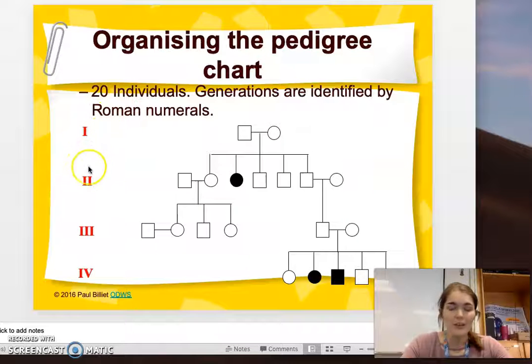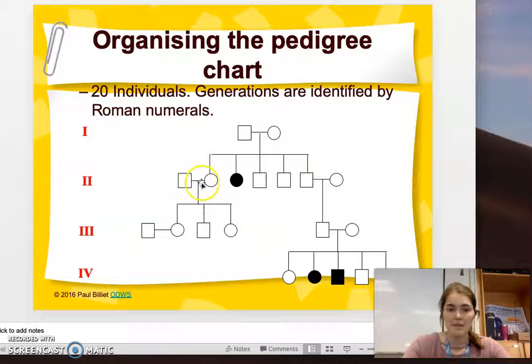When we do these, we also use Roman numerals. So this is our first generation, generation 1, then generation 2, then generation 3, then generation 4. This shows a man and a woman are married. They have 5 kids, 2 girls, 3 boys.